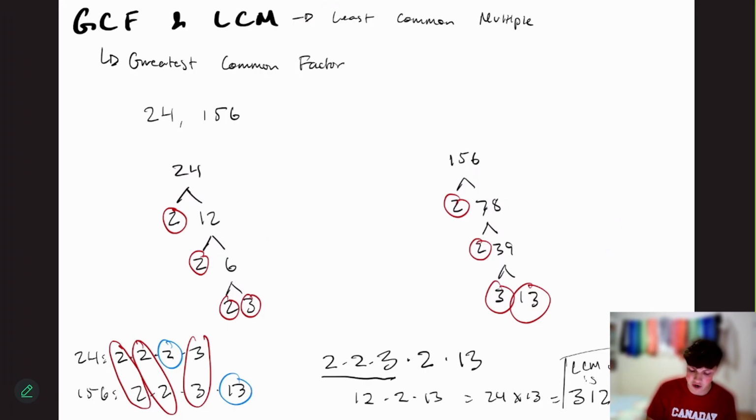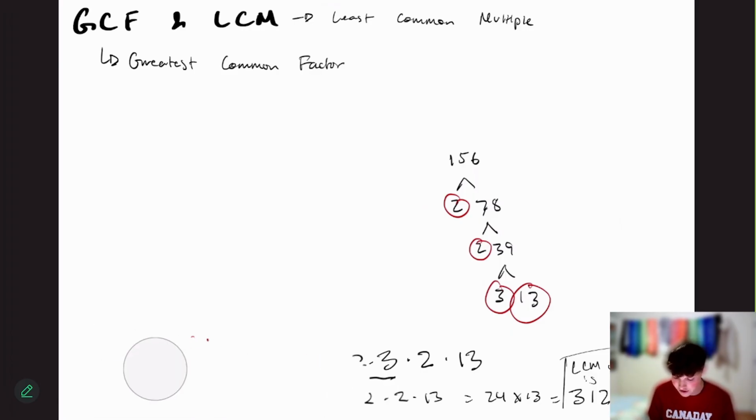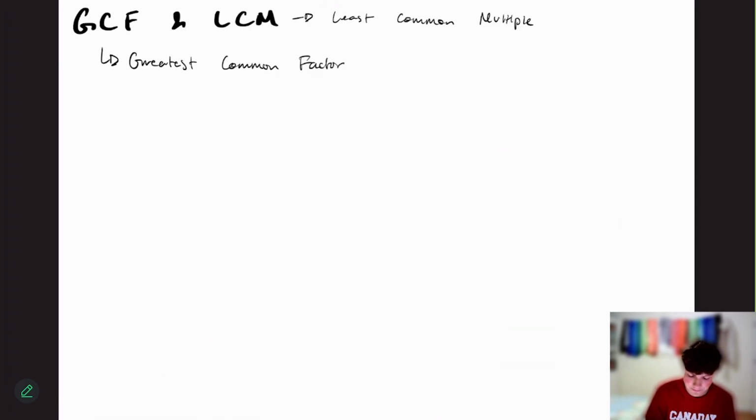Well, imagine you have fractions, for example, 1 over 24 plus 1 over 156, because those are the numbers we're using. If you wanted to add these two fractions together, you would get a common denominator by finding the least common multiple of the denominators. What we just did was find out 312 was the least common multiple.